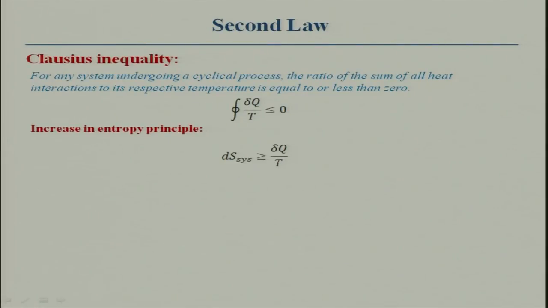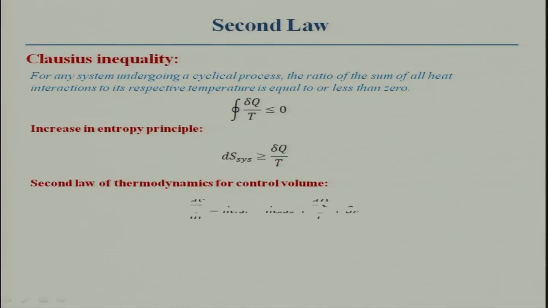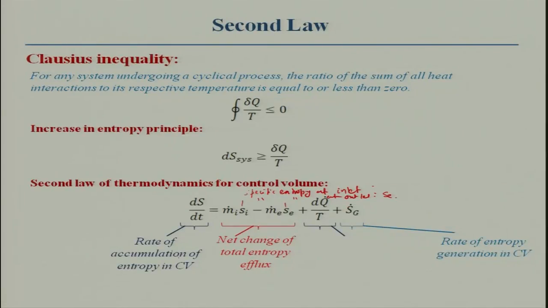In a combustion process, there will always be an increase in entropy, right? We will always try to minimize it. Of course, that is a very difficult job, particularly in combustion. So therefore, the second law of thermodynamics for a control volume, and this can be for a system too, right? For a control volume it will be similar: dS/dt is equal to m dot i s i. That is at the inlet. Keep in mind this is specific entropy at station i, or I can say at inlet, that is better. And minus m dot e s e, that is specific entropy at outlet, plus dQ by T, and S g is the entropy generation, right? This is the rate of change of accumulation of entropy, right?